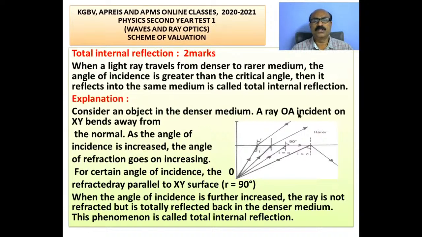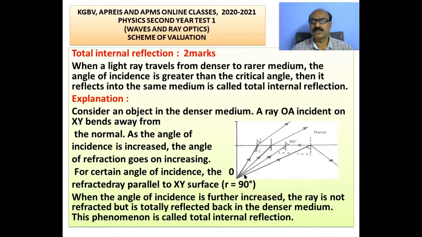And now let us go to the another part, total internal reflection. This carries 2 marks, definition 1 mark, figure 1 mark. When a light ray travels from denser to rarer medium, here also you have to satisfy the condition. Always light should travel from denser to rarer medium. The angle of incidence is greater than the critical angle, then it reflects into the same medium, which is called total internal reflection. So in the first case, there is a particular angle which has an angle of refraction 90 degrees, that is the critical case.